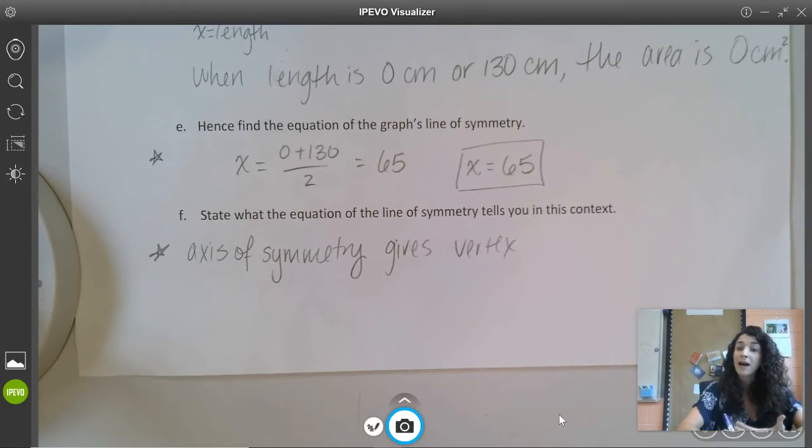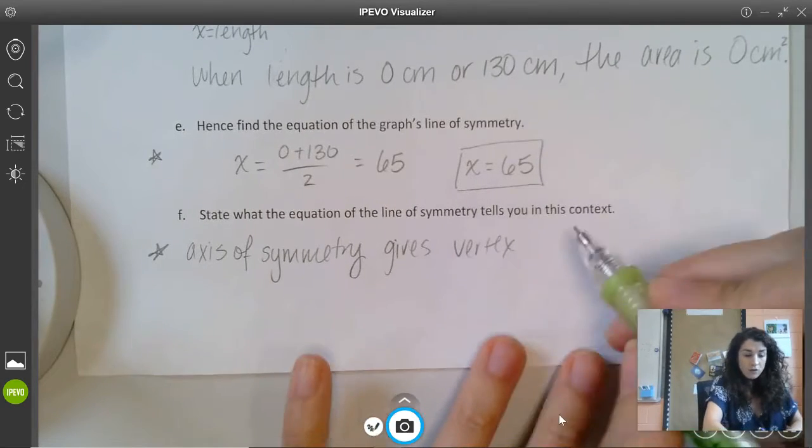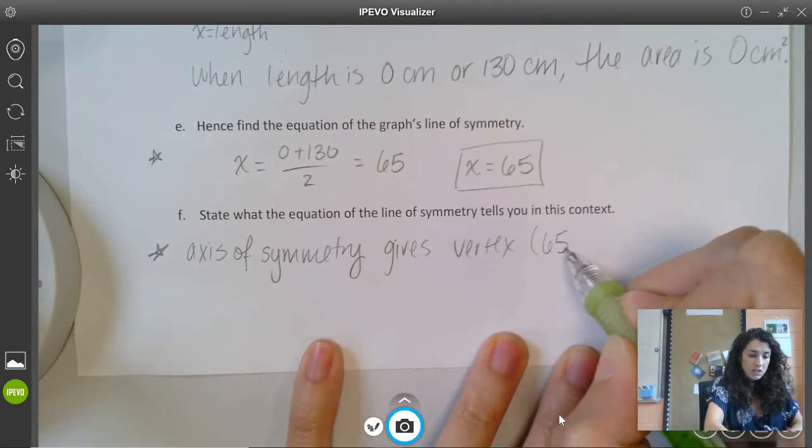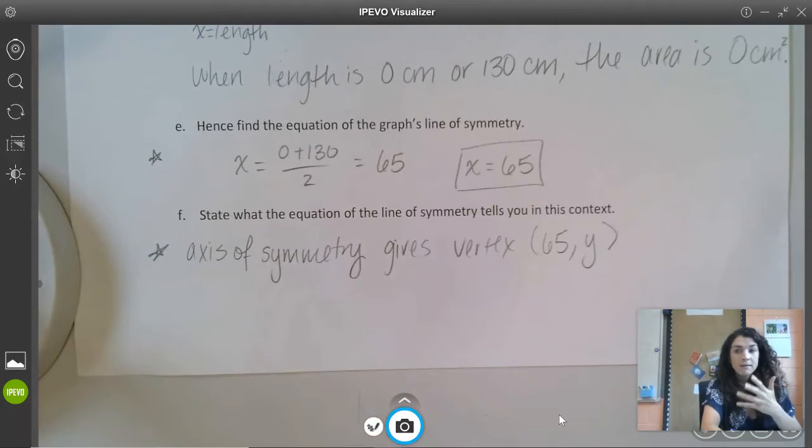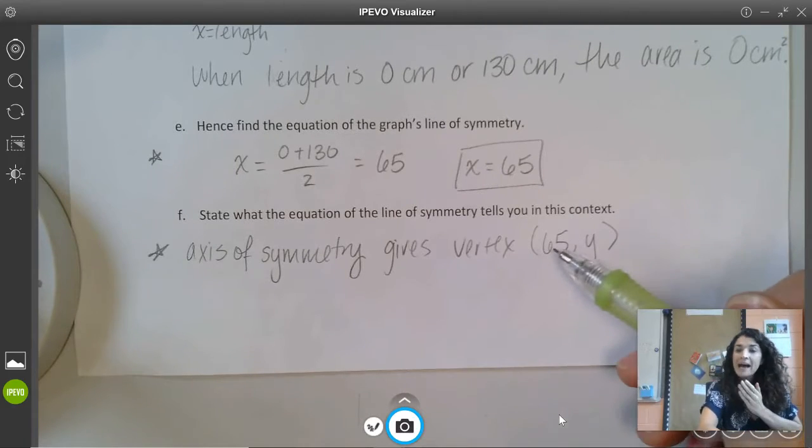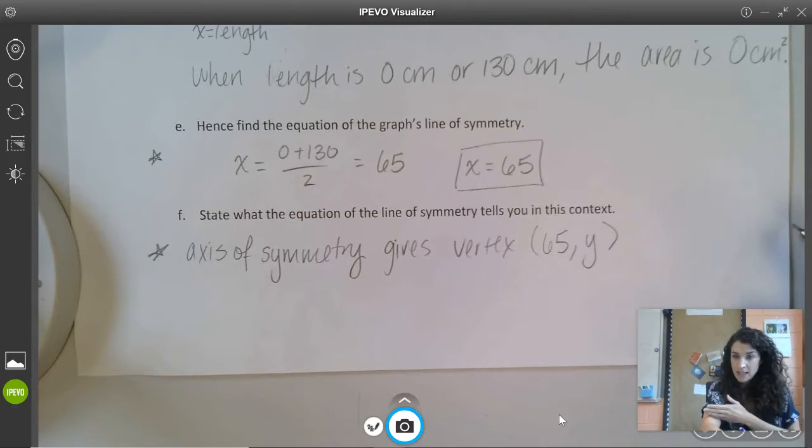And that's going to be a lot of what calculus is. How can we optimize this situation? A lot of what we're talking about right now will be used in calculus as well. So it gives us the vertex. Well, it gives us the x value of the vertex, right? So we know 65 and then y something, but we know that it's been maximized, and we found it with the range, but that doesn't really matter right now. We know that at 65, the area has been maximized.